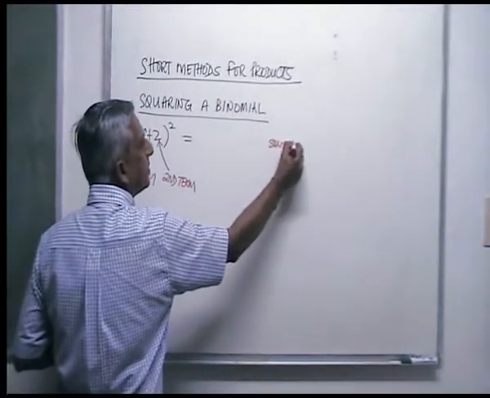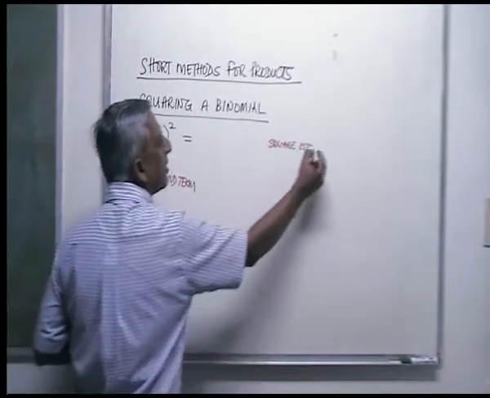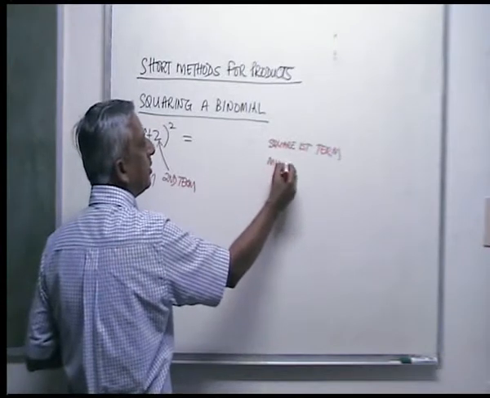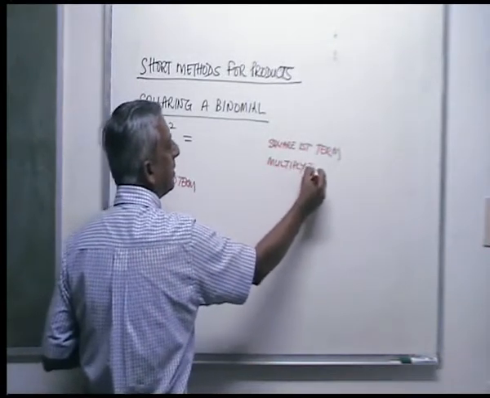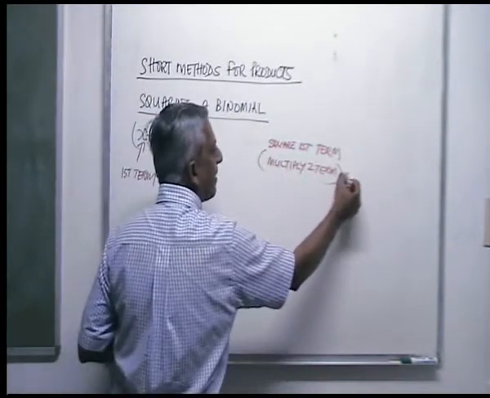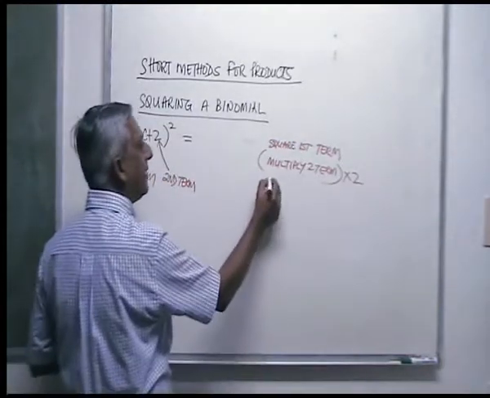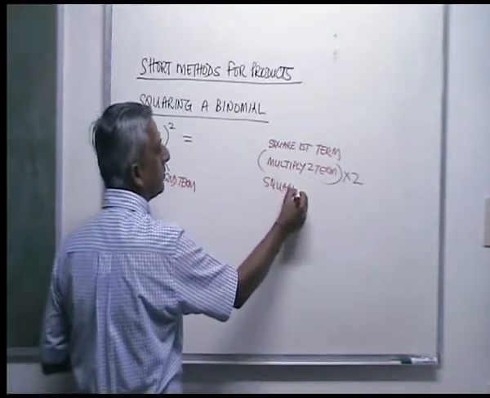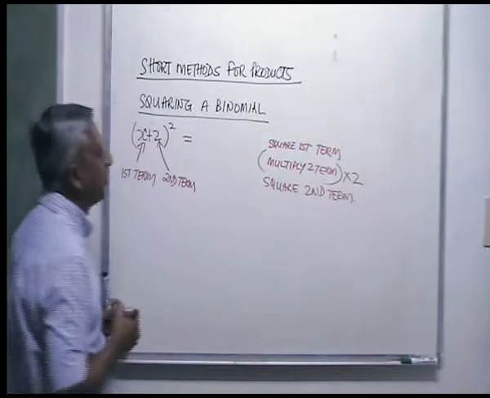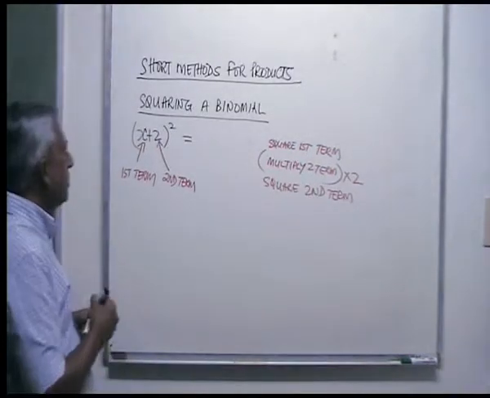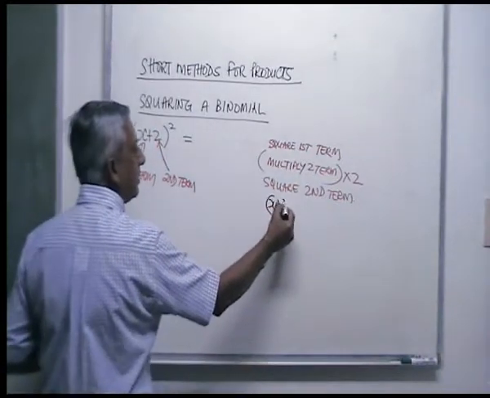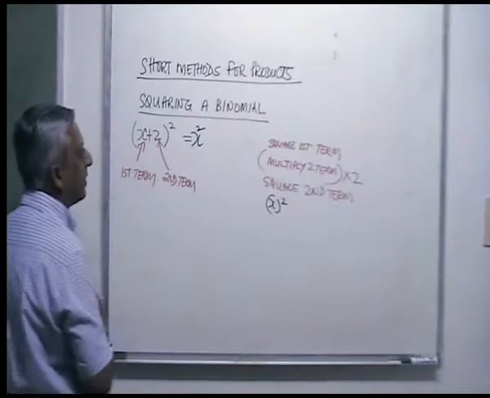square the first term, then multiply the 2 terms, and then times it by 2, and then square the second term. Right, let's see what we mean. Square the first term. So the first term is x. If you square x, it is x all squared, therefore the answer is x squared.